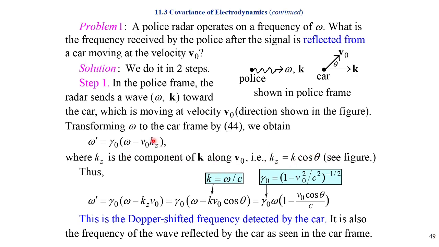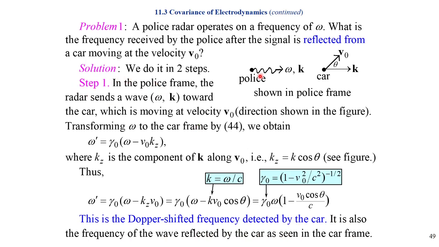Then we substitute everything here. Eventually we get, also knowing that k is related to omega over c because it propagates in free space, omega prime equals gamma 0 omega times (1 minus v0 cosine theta divided by c). This part should be small. This is the Doppler shift frequency detected by the car. It's also the frequency of the wave reflected by the car as seen in the car frame.